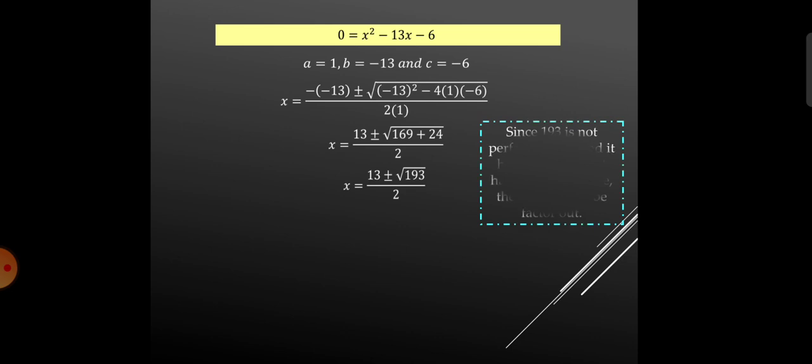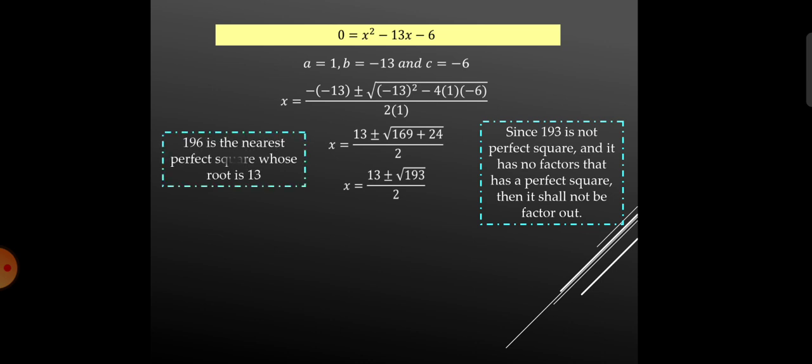Since 193 is not perfect square and it has no factors that has a perfect square, then it shall not be factored out. Why? 196 is the nearest perfect square whose root is 13. Okay, 13 times 13 is 196. I guess? Yeah. So therefore, ang 193 is considered irrational.